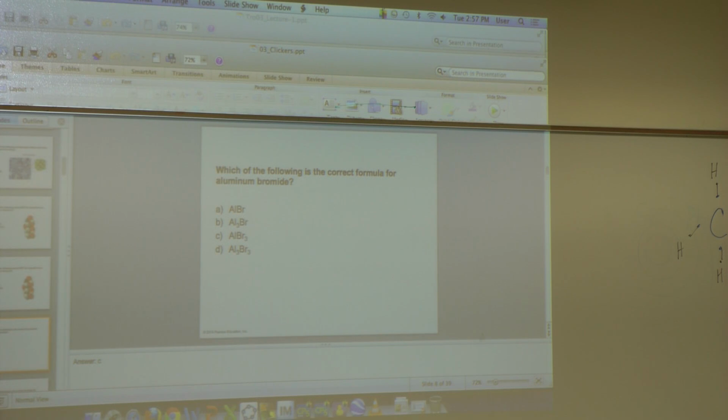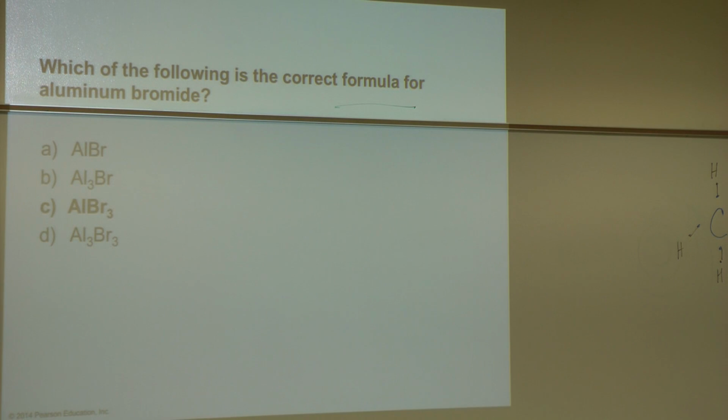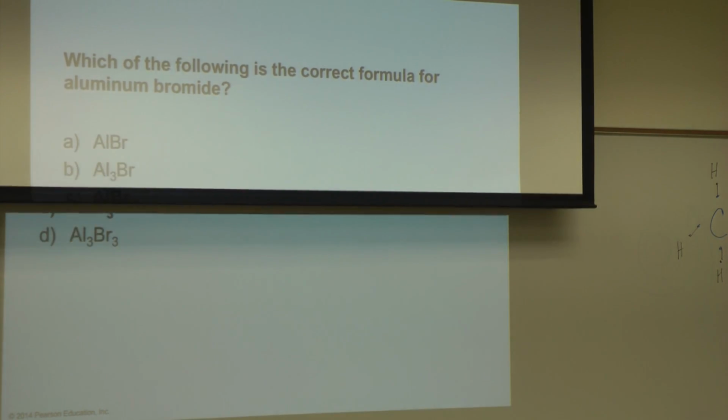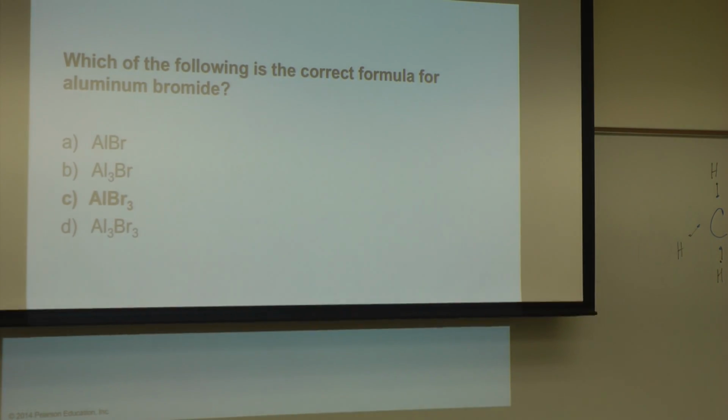So what would be the correct formula for aluminum bromide? We know that aluminum is in group 3, right? So therefore it would be 3 plus. So therefore we want it to react with 3 bromine atoms. Do you agree? Any questions here? Because that's really important.